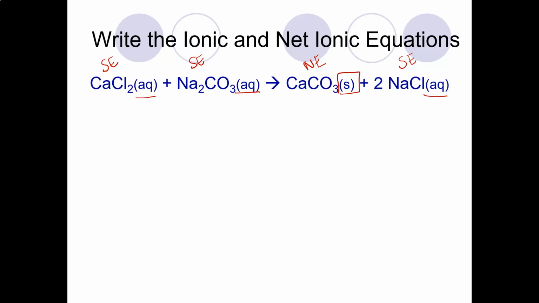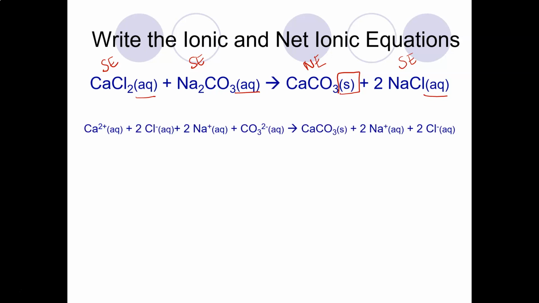And the sodium chloride is made up of a sodium and a chloride. But I do have to keep track of that coefficient of a 2. So this is what it looks like when I break these 3 apart. So calcium chloride became calcium ion and 2 chloride ions. That subscript became a coefficient because this is actually 3 pieces.